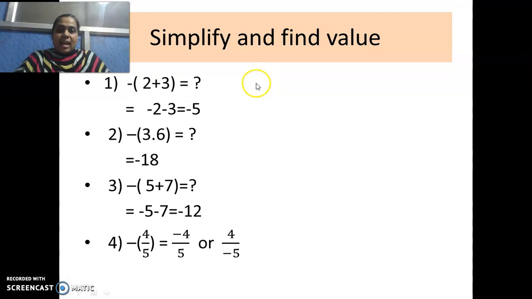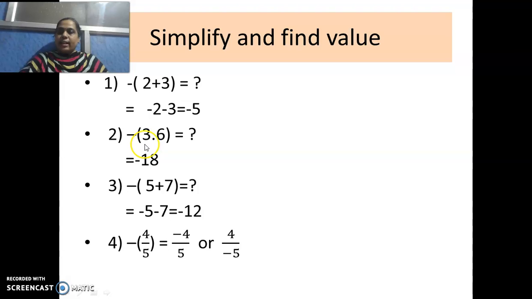We take some examples based on these bracket signs. First example is minus in bracket 2 plus 3. So I change the sign of both variables. Why? Because 2 and 3 have positive signs, so it goes to minus 2 minus 3, which is equal to minus 5.